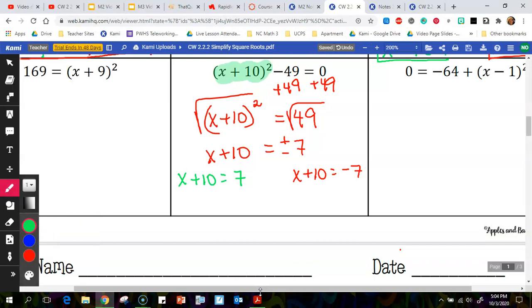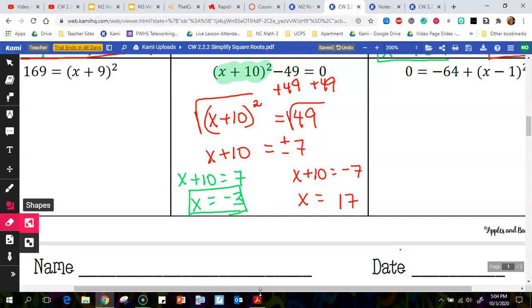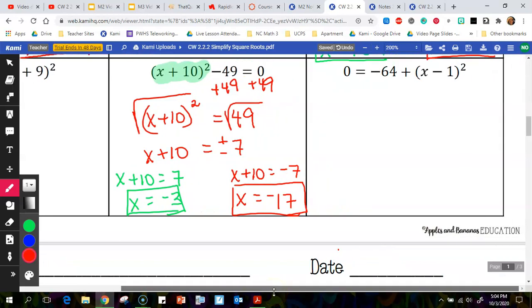So this is going to be subtract 10, x equals negative 3. So that's one of my answers. And what we're really finding here on this graph is the x-intercepts. So if we were to graph this, we would find that the x-intercepts would be at negative 3 and negative 17. Subtract 10 over here, negative 17. Okay, two answers, negative 3, negative 17.